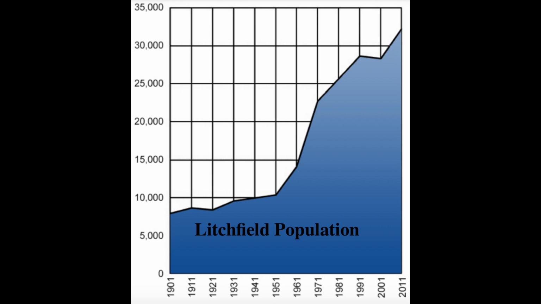The highest value is around 32,500, which is in 2011. On the contrary, the lowest value is 7,000, which is in 1901. In conclusion, if this trend continues, the Litchfield population will keep rising in the future.